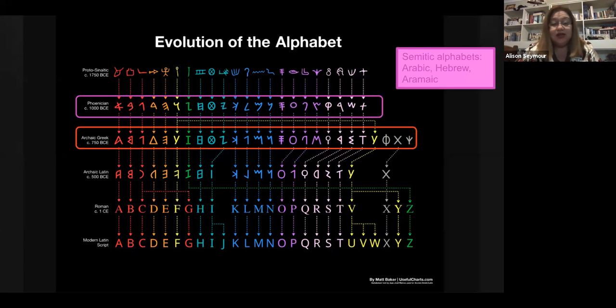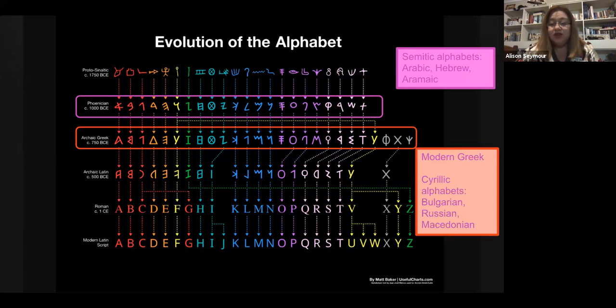Similarly with Greek, I actually only found out a few years ago that English, or the Latin alphabet, is descended from the Greek alphabet. But also from the Greek alphabet, Cyrillic, is that the way you pronounce it? Cyrillic or Kyrillic? So Bulgarian, Russian, Macedonian, all of these languages also originated from the Greek alphabet. So that's the Latin script.